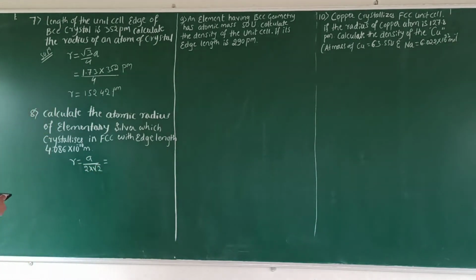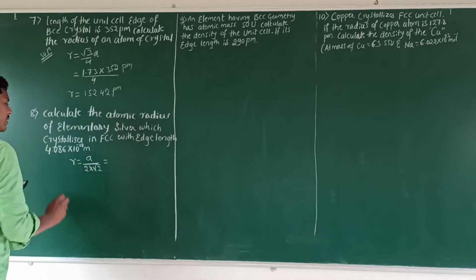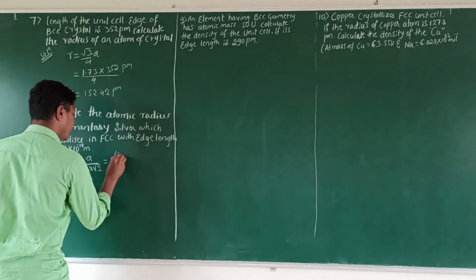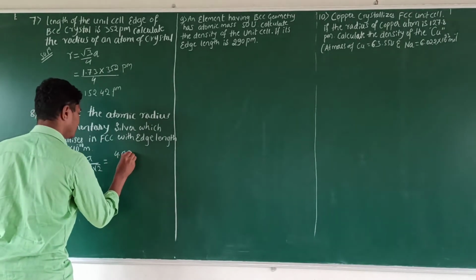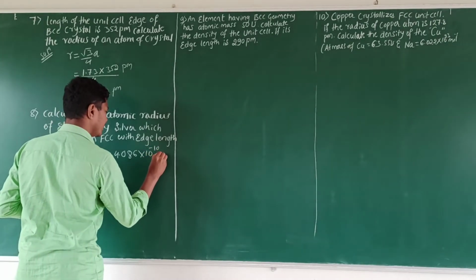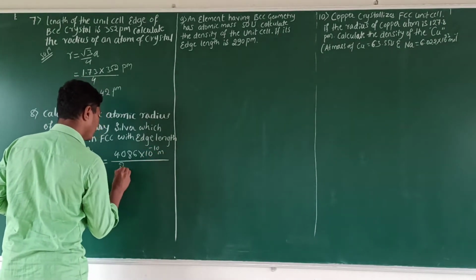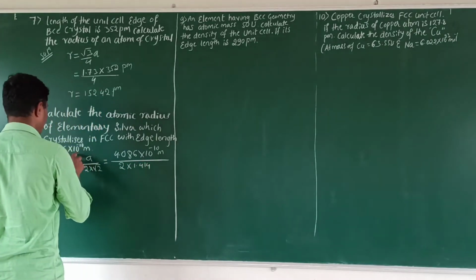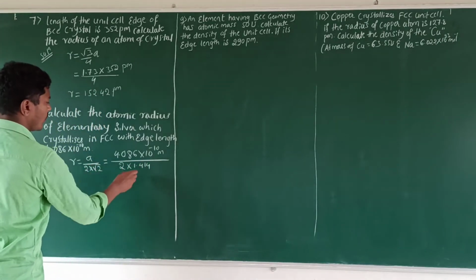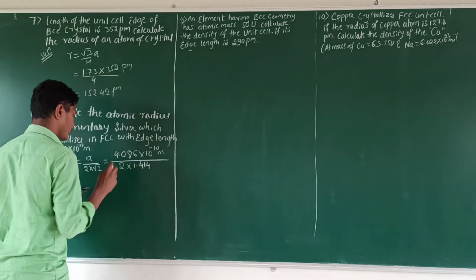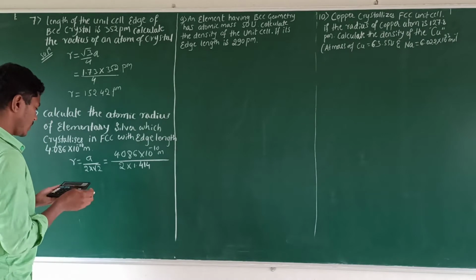What are they given? They are given the edge length, isn't it? They are given the edge length here, that is a, 4.086 into 10 to the power minus 10 meter divided by 2 into 1.414. The root 2 value is 1.414. What is the value now? Calculate it.